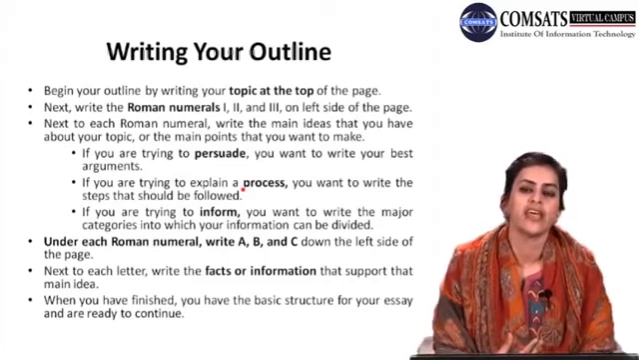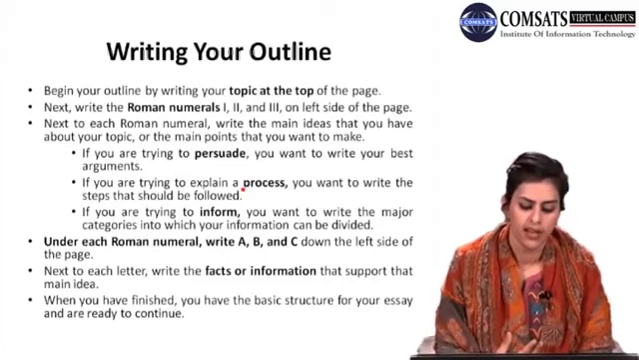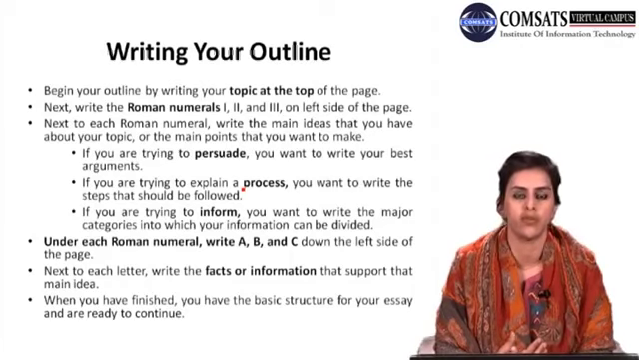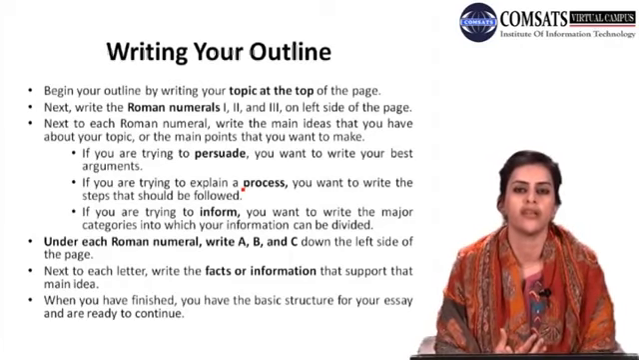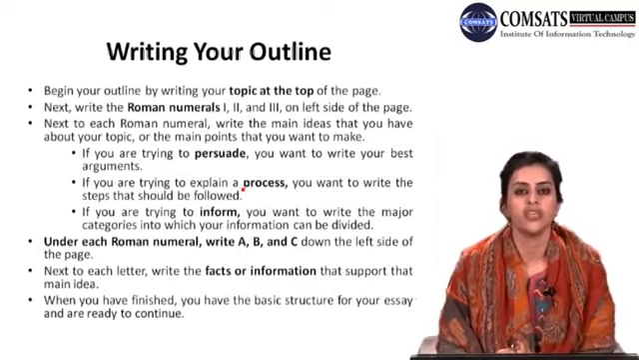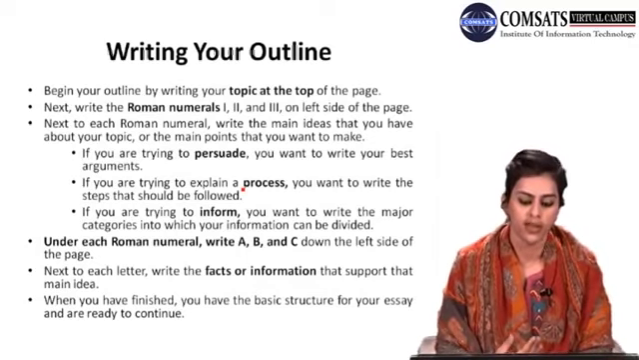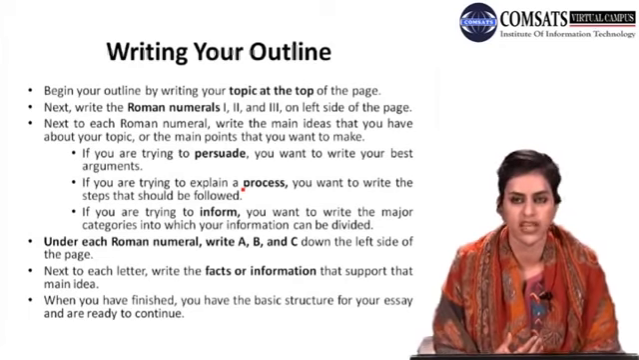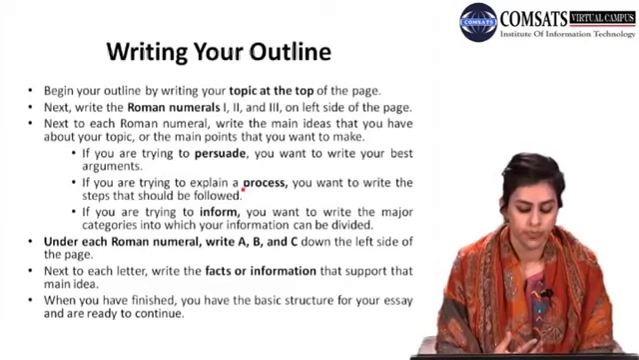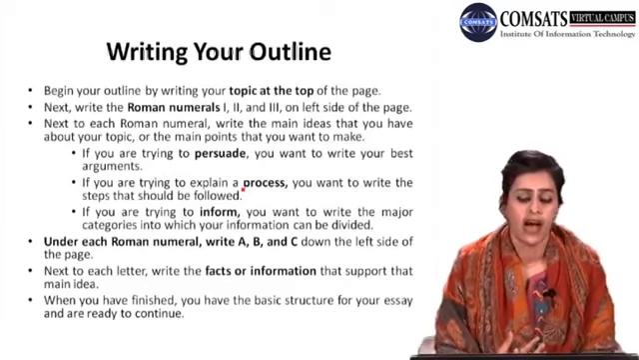Now for each heading, write down sub-bullets with the letters A, B, C. Now Roman numerals differ from A, B, C, or maybe the small Roman numerals, that is 1, 2, 3. So they differ from one another, and they differ from situation to situation. Next to each letter, you are supposed to write down the facts or information that support the main idea. So this is what you are supposed to do while writing any outline.